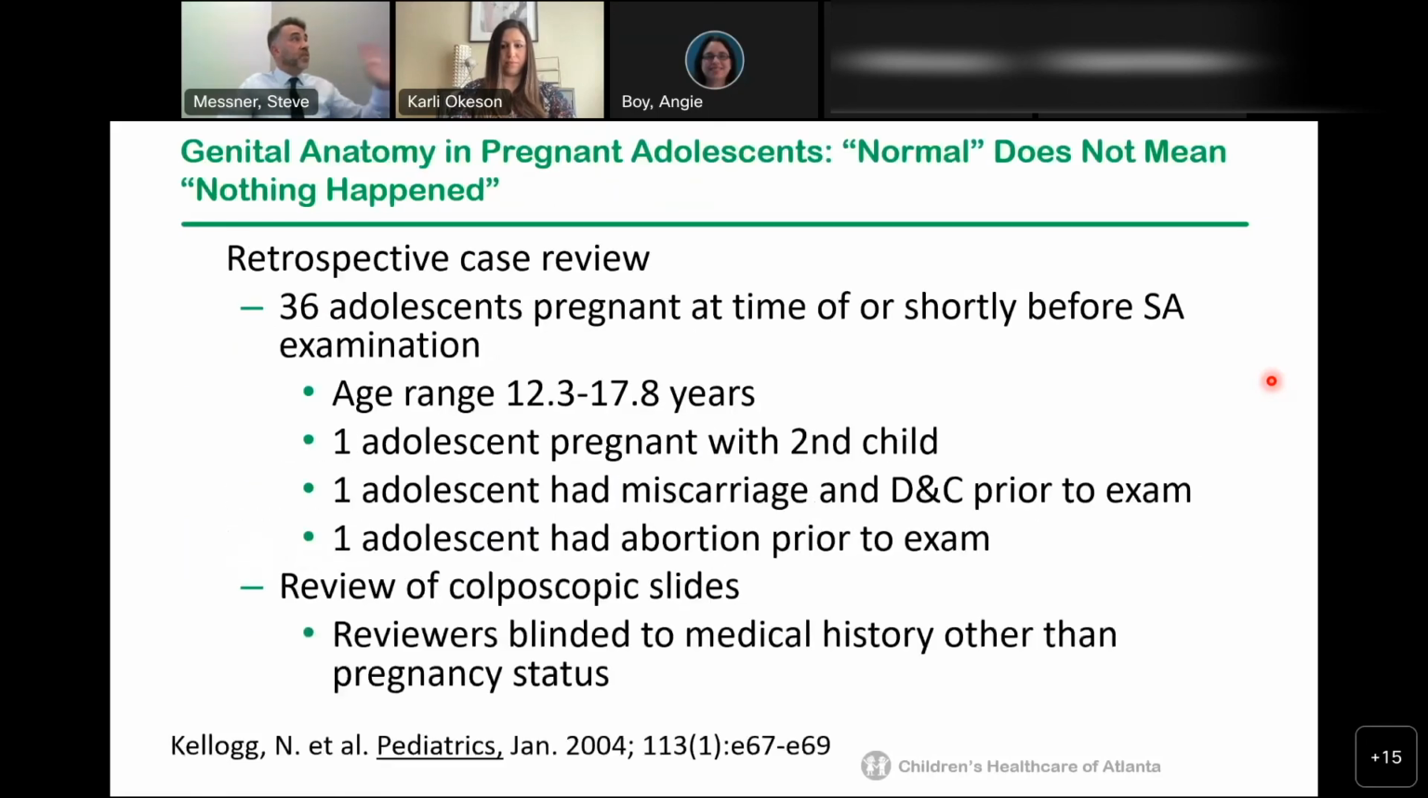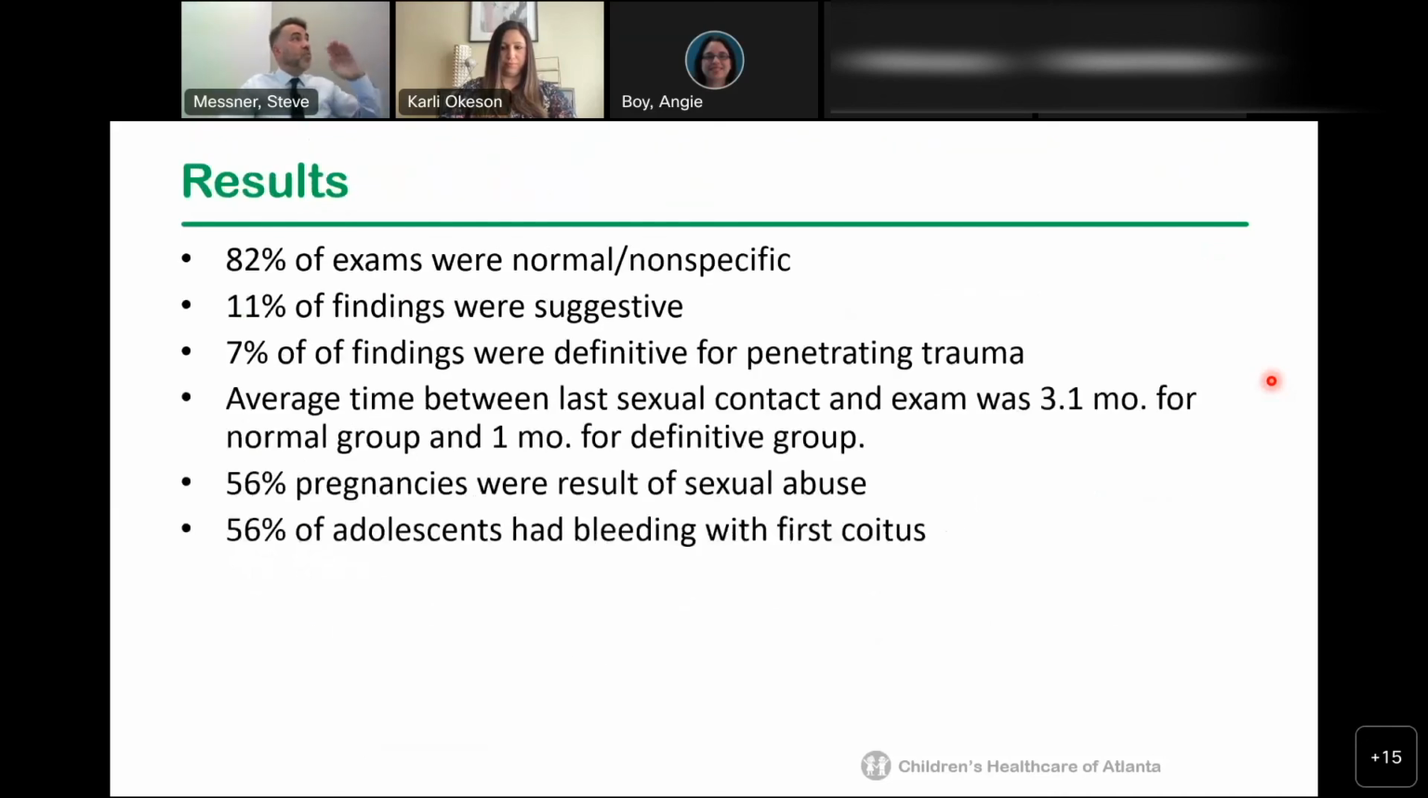I think that the best one to look at is this one where they looked at, for adolescents at least, 36 adolescent pregnant females. And when you looked at all of them, most of them were normal. Only 11% were suggestive, and only 7% showed that they were definitive for penetrating trauma. Yet we know that it had to have happened because they're pregnant, right?